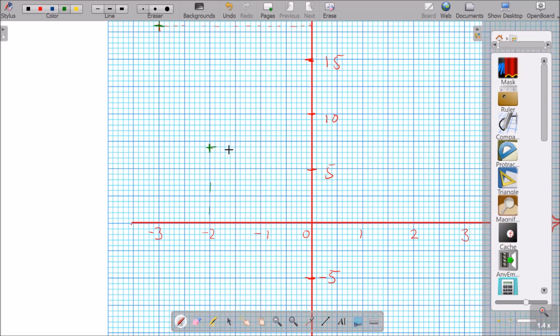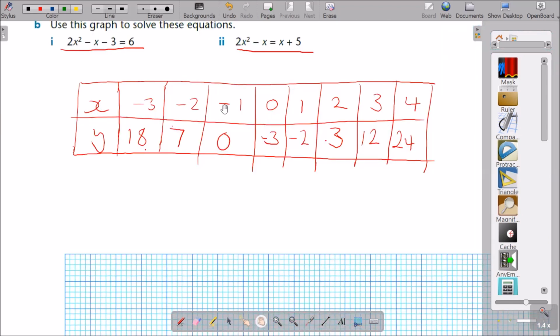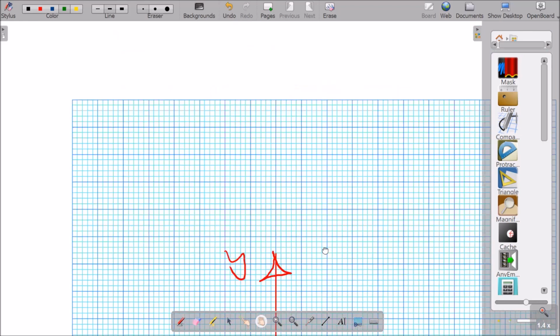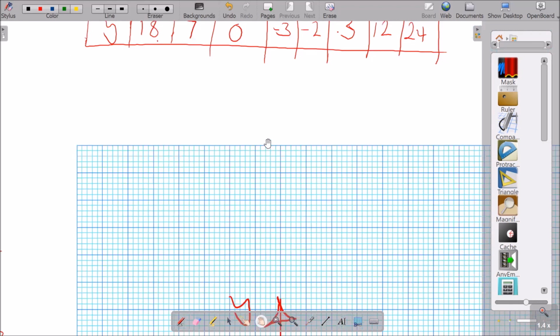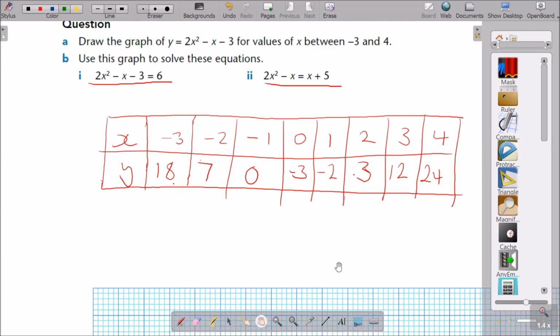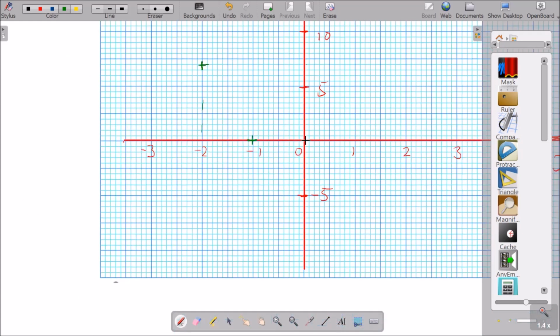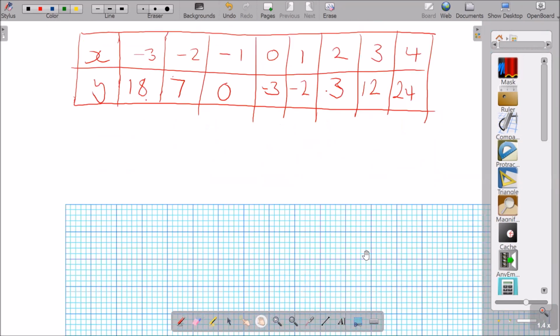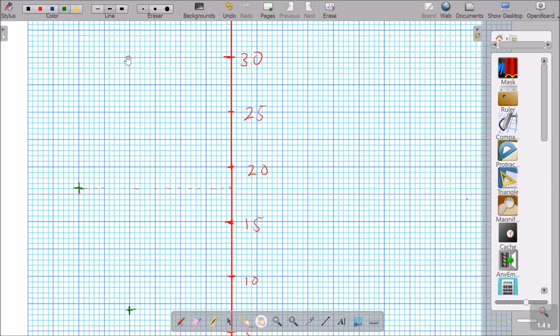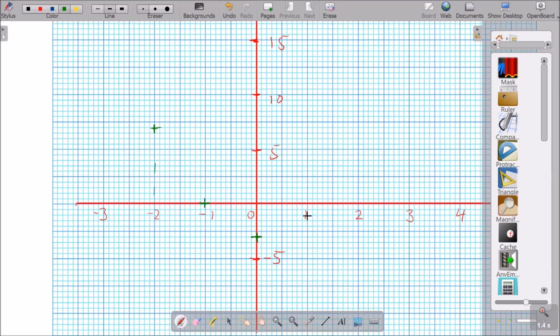Minus 2, 7. When x is minus 1, y is 0. Minus 1, 0. When x is 0, y is minus 3. So x is 0, y is minus 3: minus 1, minus 2, minus 3, there. When x is 1, y is minus 2. So this is the point 1, minus 2.